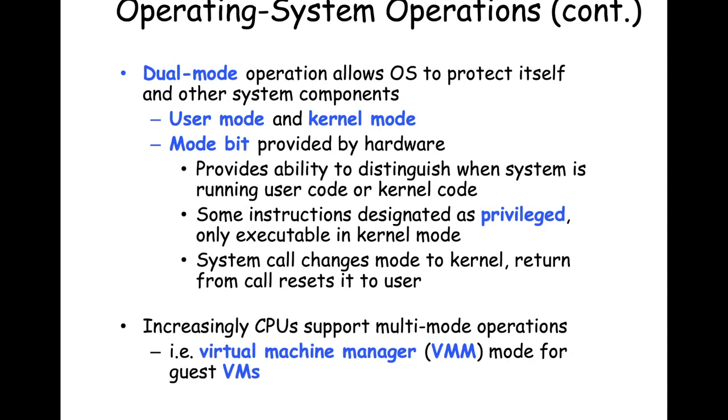Okay, so increasingly, there are CPUs that support different modes of operation. These are called multi-mode operation. One example of a CPU that supports this is for virtual machine managers. This is so that you have support for a virtual machine where you can run different operating systems on the same machine. A virtual machine is a software construct. But here, with a special mode, you're allowing these operating system instances to each have low-level privileged access to the underlying machine. So that's a specialized thing.